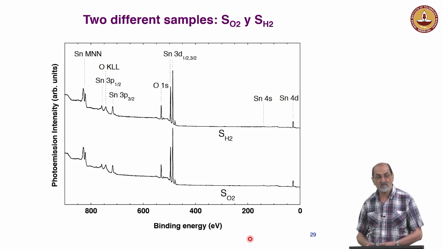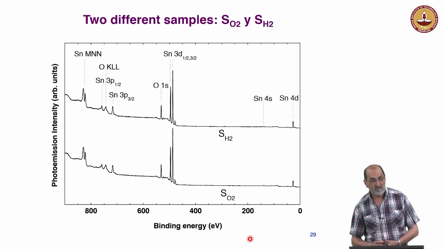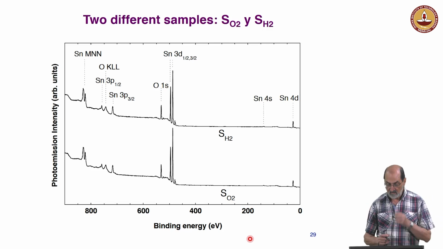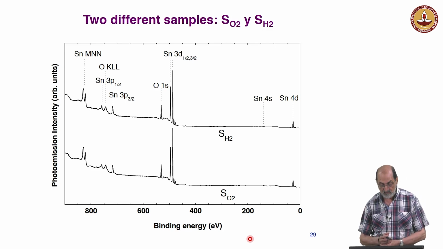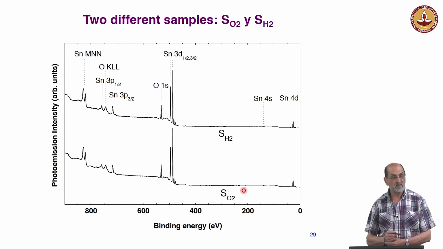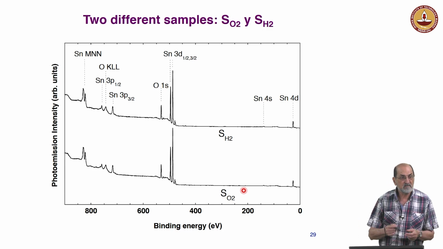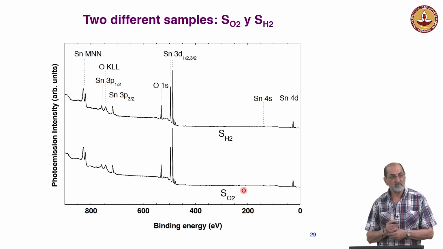So we ran some experiments. This is photoemission, a general wide scan for 2 types of samples. The samples were treated in oxygen at high temperature, so the doping is very low. Why? Because at high temperature oxygen can diffuse into the grains, annihilating oxygen vacancies, so the doping is low.